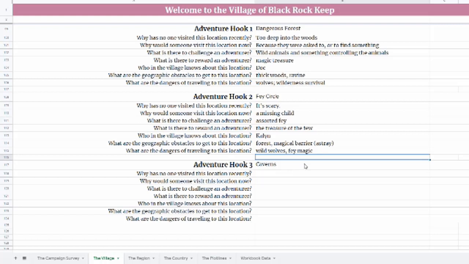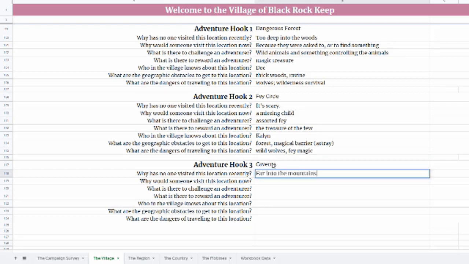Okay, and then the caverns, our third adventure hook. Why has no one visited this location recently? It's far into the mountains, so it's definitely not convenient. Why would somebody visit this location now? Mysterious sightings. So maybe there's hunters or something who've seen some activity up in those mountains.